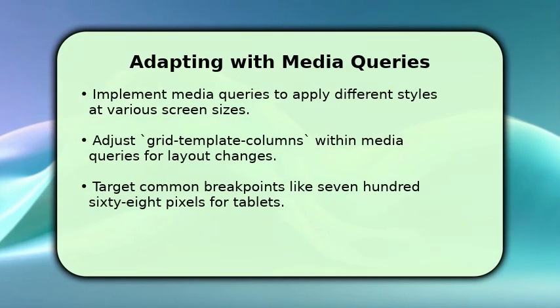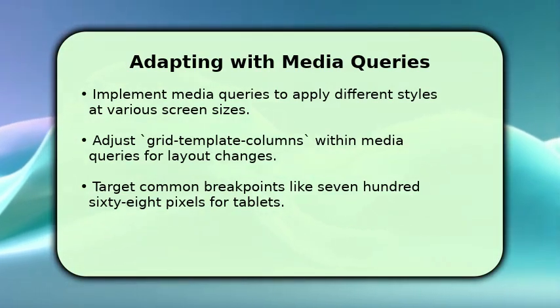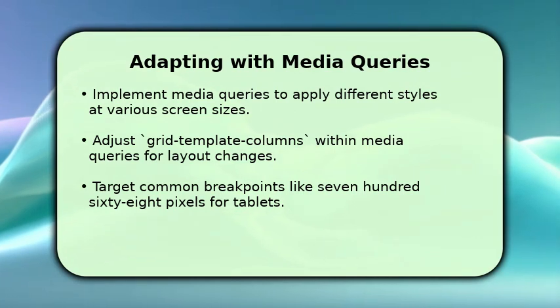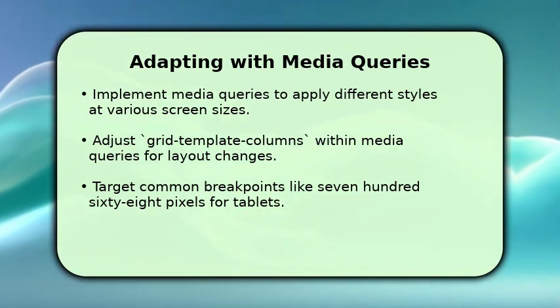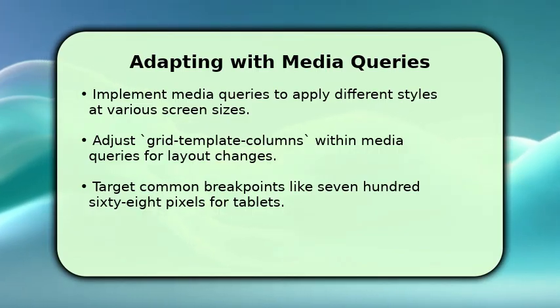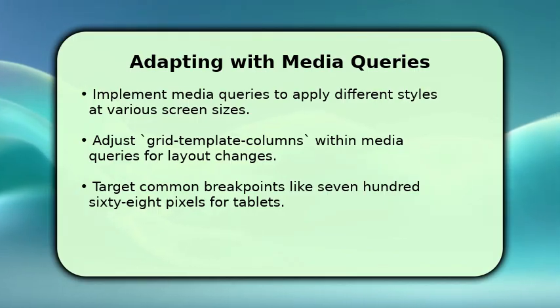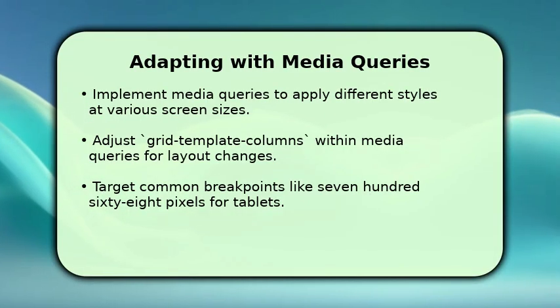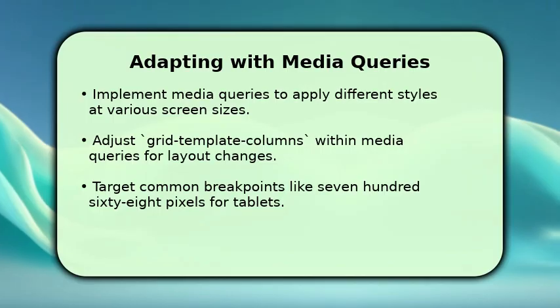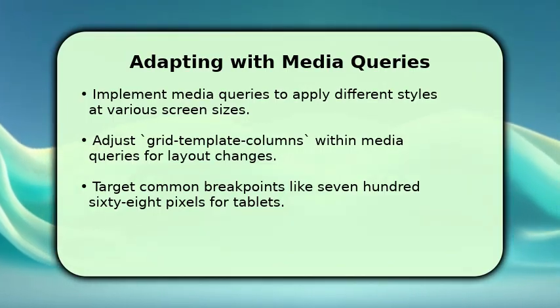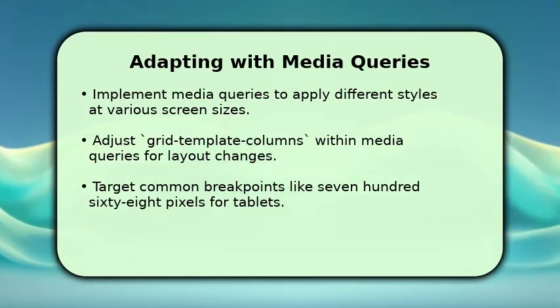To truly adapt your grid, we'll use media queries. These allow you to apply different CSS rules based on the viewport width. For instance, you can define a media query for screens smaller than 768 pixels. Inside this query, you might change grid-template-columns to display only 1 column, stacking your content vertically. This ensures your layout remains readable and functional across devices, from large desktops to small mobile phones.